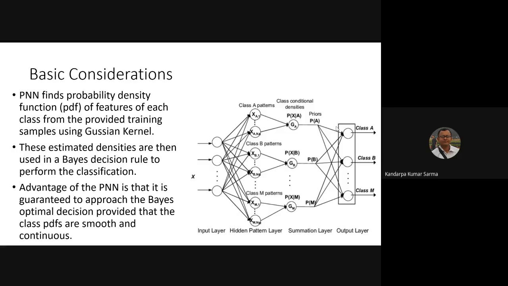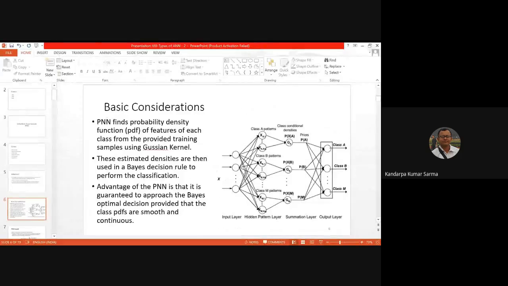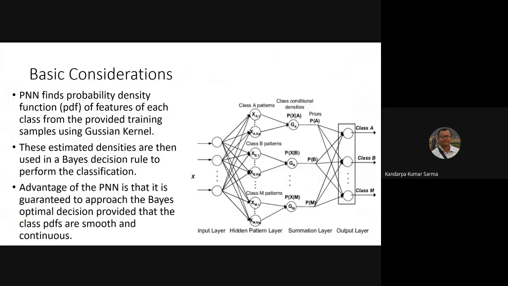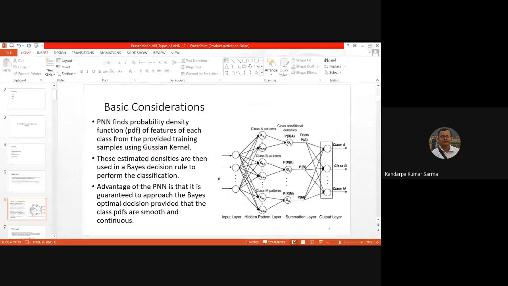So since this is a one-step training, in that one-step training, the priority is to find out the class-wise maximal conditional density functions. Those are grouped and then placed in the class-wise clusters.